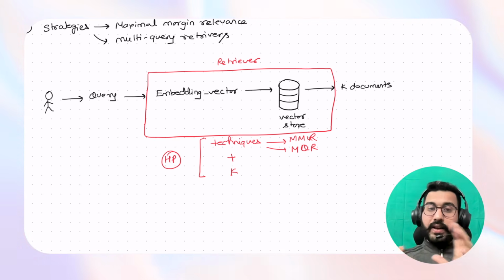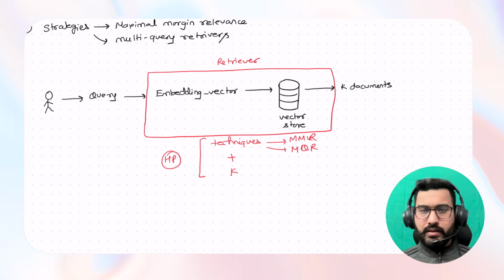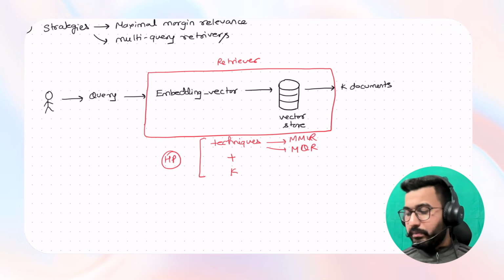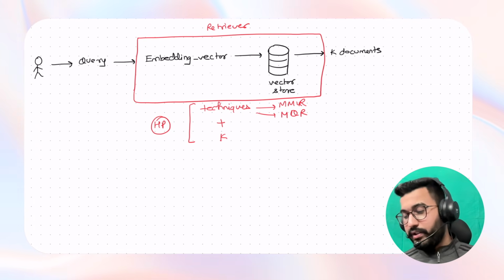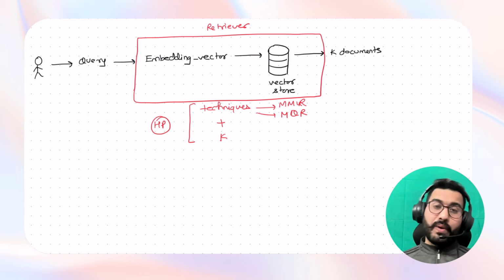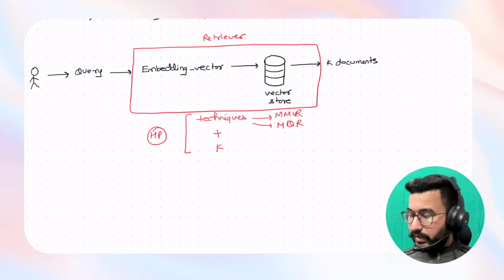Now this was your vanilla retriever. Vanilla means simple, straightforward, nothing complicated. But why we need MMR as a strategy? Why we need MQR as a strategy? So let's understand the vanilla version as of now.